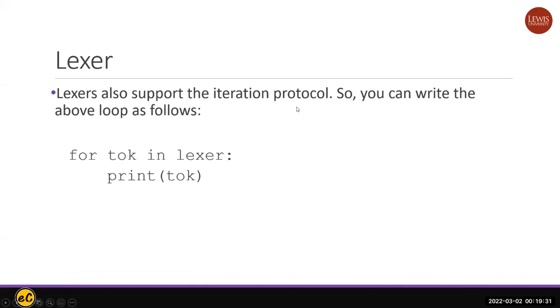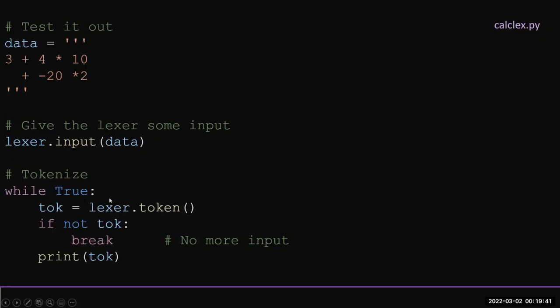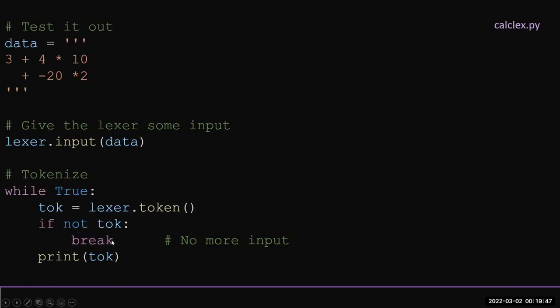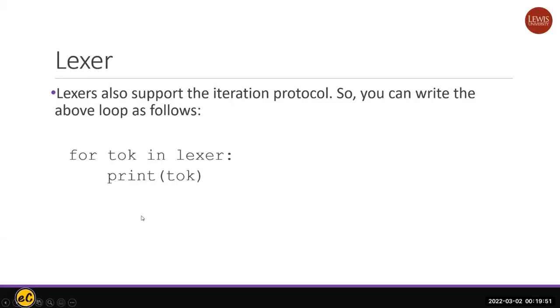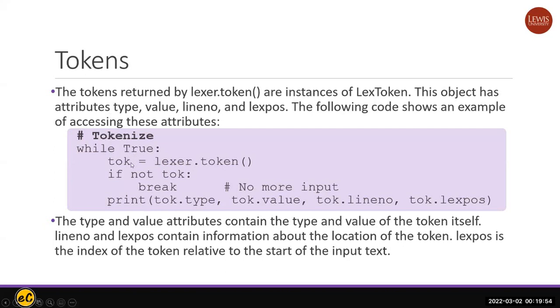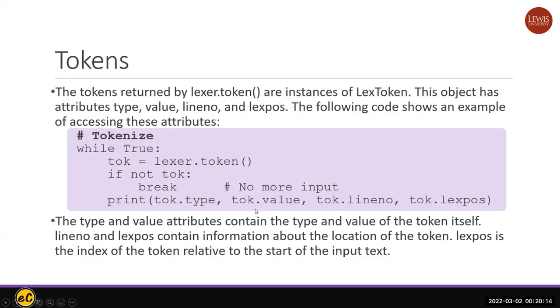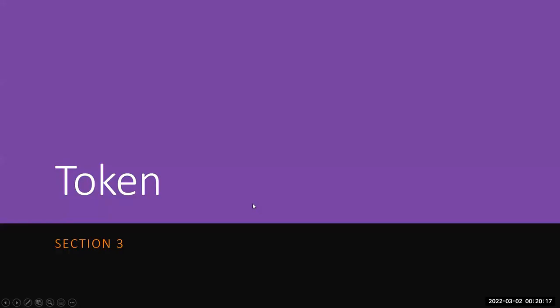Next, it also supports the iteration protocol, so you can write the above loop as the following. You do not need to write it this way. You can write a for loop, and then for each token you just print it. And it's nicer than using this break rule, okay? So you can also do that. And while tokenizing, you can also print the token type, value, line number and position. So this is the tuple we look at here, okay? That is the simple example.